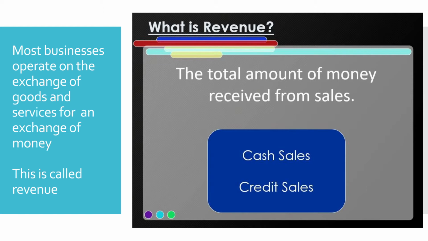There could be cash sales as well as credit sales. So if we owned a coffee shop, all the money that we received from selling coffees is called revenue. Consumers would either pay cash for those coffees, or they could potentially put them on credit and then pay that at a later date. But all of that is called revenue.